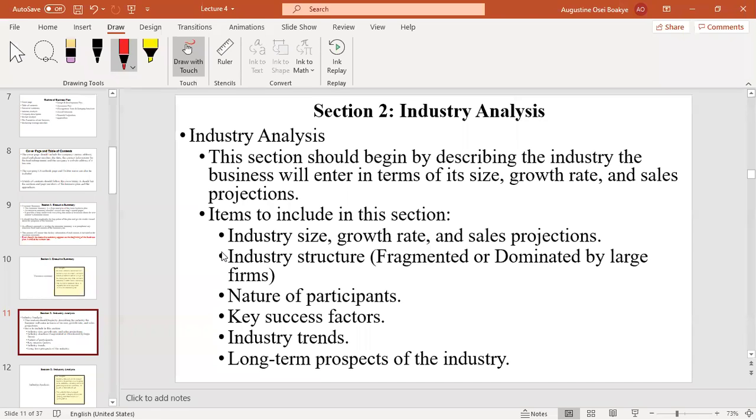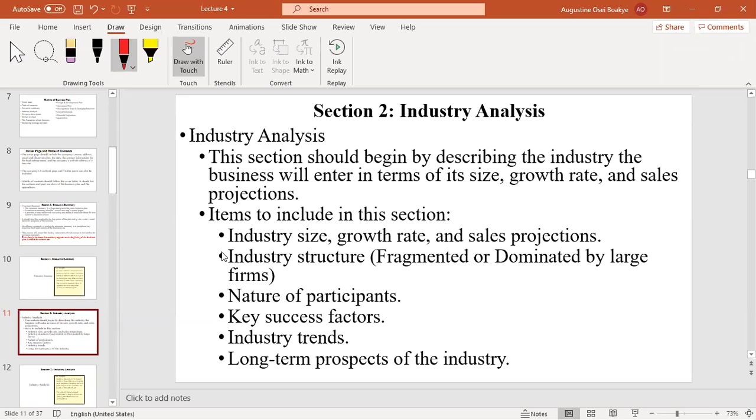Now, some of the items typically included in this section include the industry's size, growth rates, sales projections, the industry structure, whether it is fragmented or it is dominated by large firms. When we say it is fragmented, it means that it is not so much saturated. And a lot of people perhaps are not giving that particular industry so much attention. But when they say it is dominated, it means you have giant firms, and so you should be wary of possible cutthroat competitions. Then the nature of participants in there too.